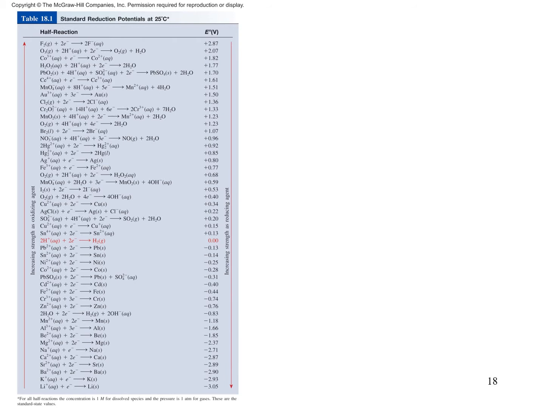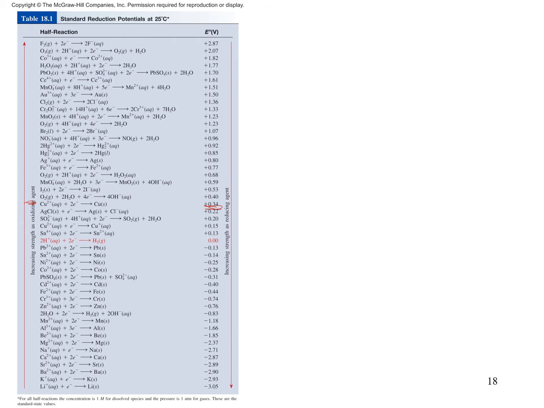Similarly, if I pick anything from here, let's say we were talking about copper and zinc, right? We saw those examples a lot. In this case, you see right here copper 2 plus is reducing to copper solid, and the potential for that is plus 0.34. So when copper 2 plus is reduced to copper solid, it has a potential of 0.34.